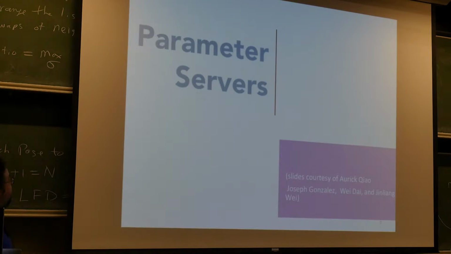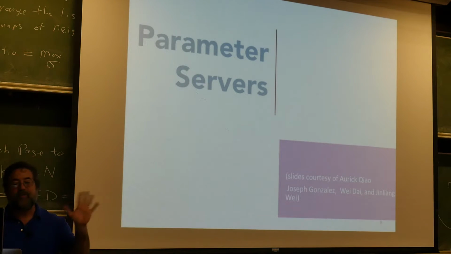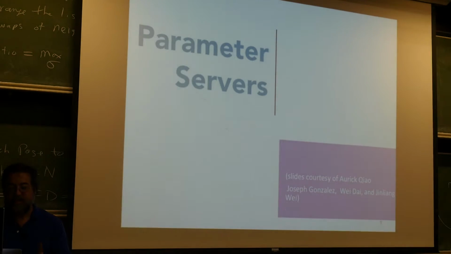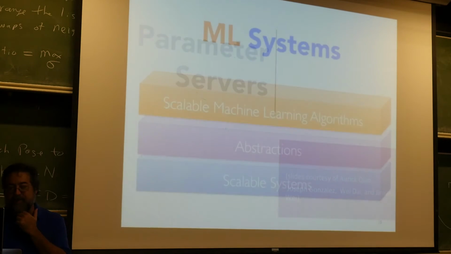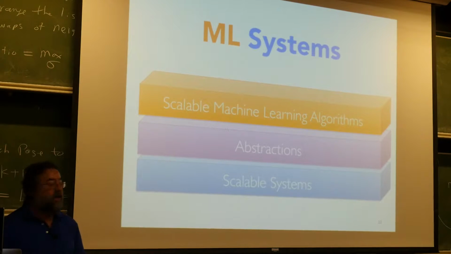So this is one of the key ideas behind parameter servers. This is the same math that's going to come up to justify this approach. So a parameter server is basically a machine learning architecture.